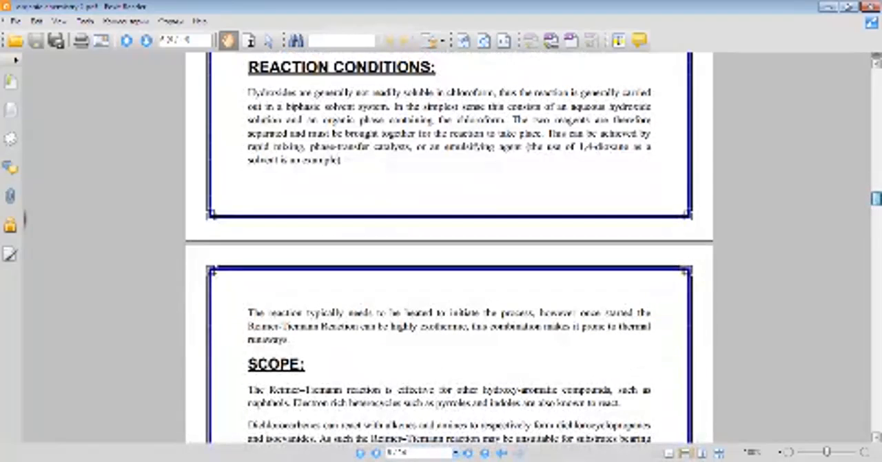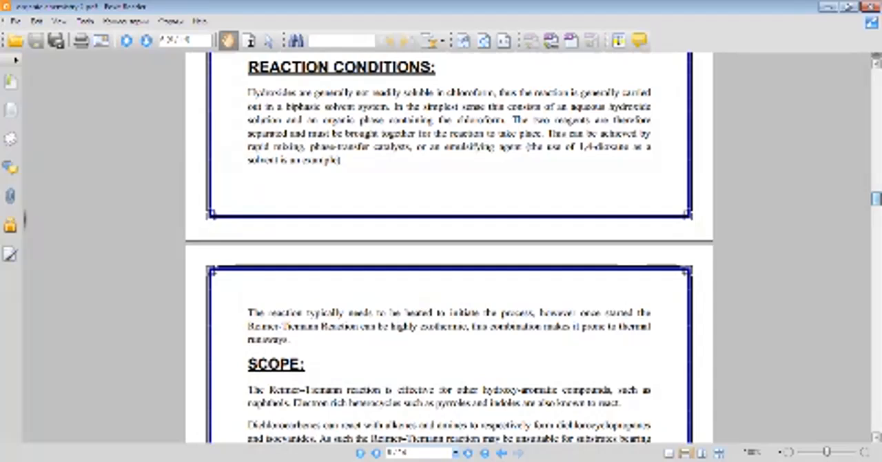So here are the reaction conditions. Hydroxides are generally not readily soluble in chloroform. Thus, the reaction is generally carried out in a biphasic solvent system. In the simplest way, we can say that this consists of an aqueous hydroxide solution and an organic phase containing the chloroform. The two reagents are thereby separated and must be brought together for the reaction to take place. This can be achieved by rapid mixing and by a phase transfer catalyst or an emulsifying agent.